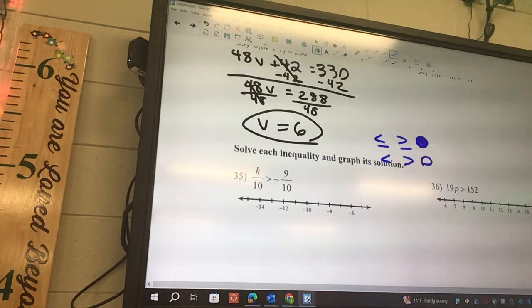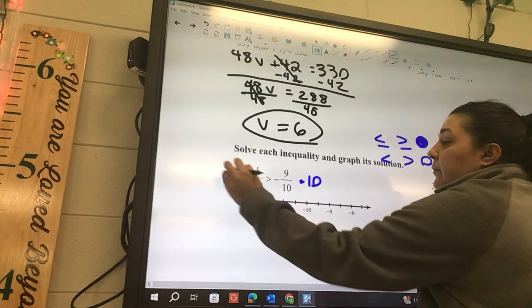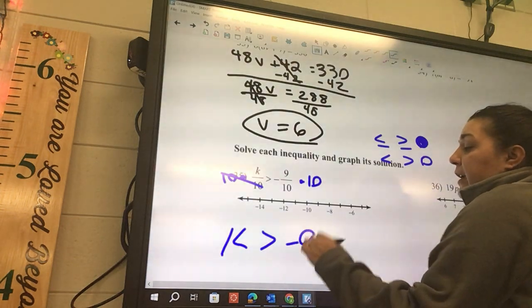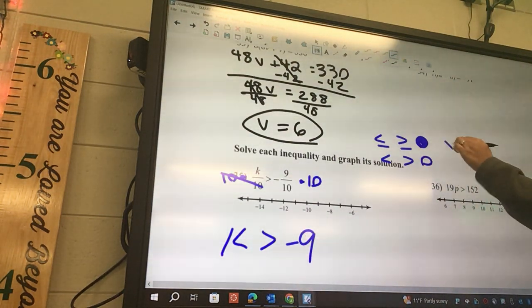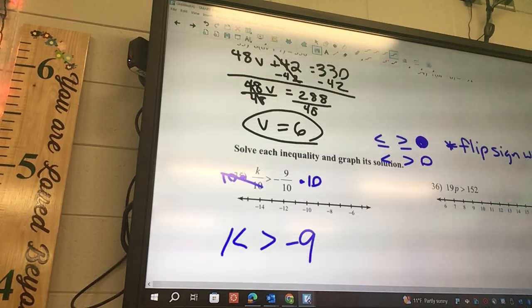Okay, so if we look at that very first one, what needs done? What is by k that should be moved? The 10. Yep, so we're going to times 10 times 10. Okay, so you're going to get k and a negative 9. Somewhere on here, maybe write yourself a note. You need to flip the sign when you times or divide by a negative. Okay, so that is an important part. Don't forget to flip the sign, God forbid, if you need to.